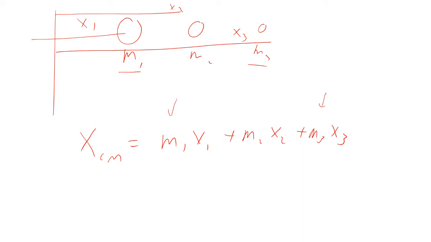Now, obviously we have a problem because the units aren't working out right. So you have to divide by all that mass, m1 plus m2 plus m3. So this would be a way of figuring the center of mass. So let's do a couple of examples here.